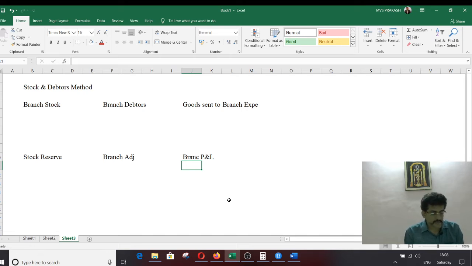Then branch expense you are considering, branch adjustment you are considering, and finally I need to close my profit and loss account. That means whatever balance you get in branch adjustment should be transferred to the branch profit and loss account. That's it. That's the simple concept we need to consider. Now let us analyze each and every account. Stock, you are getting stock.